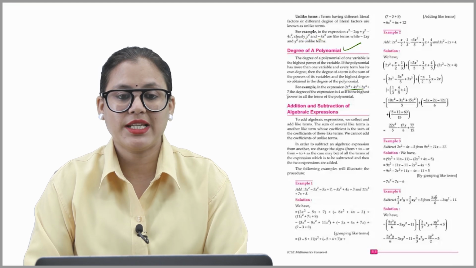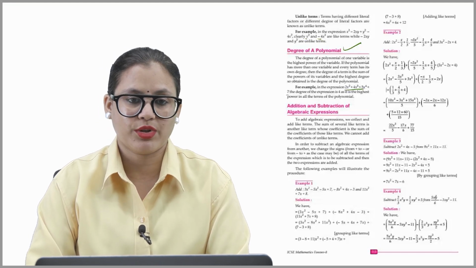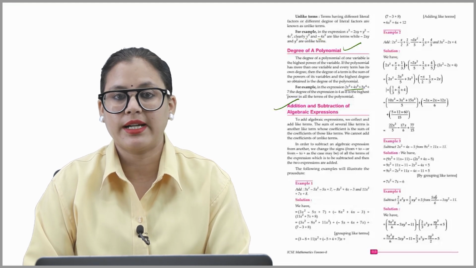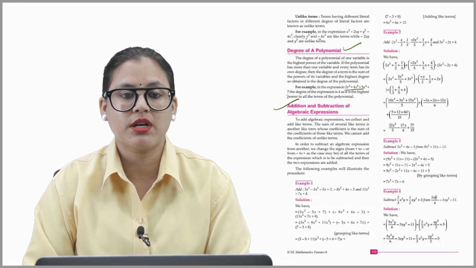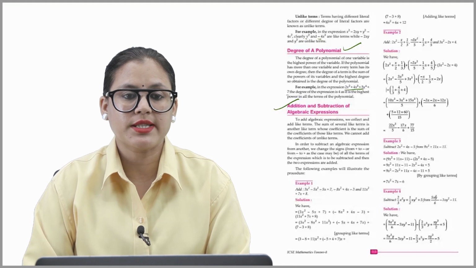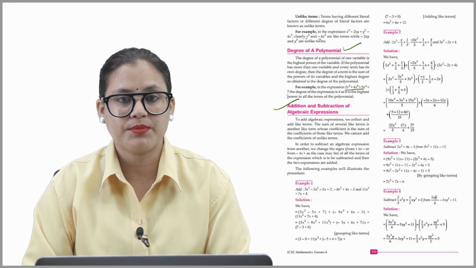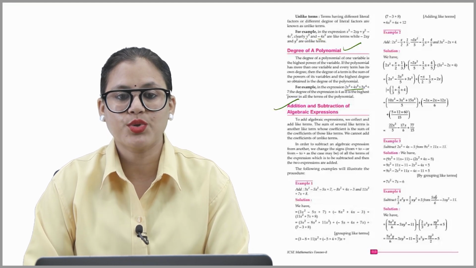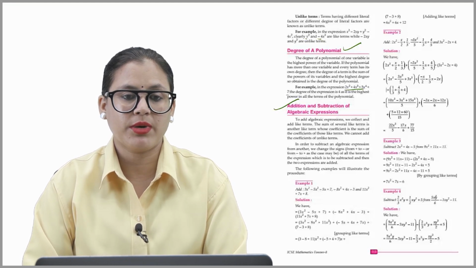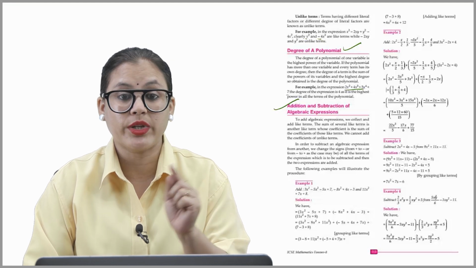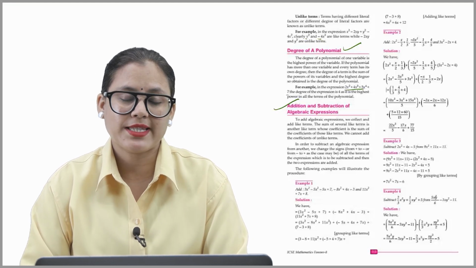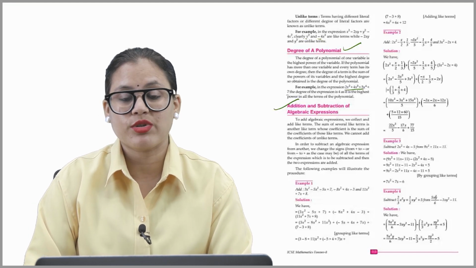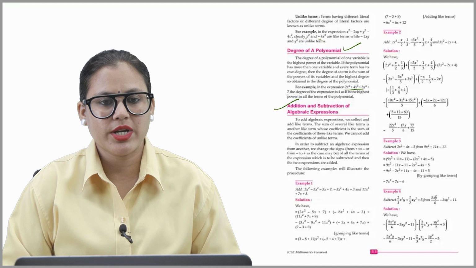Next, addition and subtraction of algebraic expressions. To add algebraic expressions, we collect and add like terms. The sum of several like terms is another like term whose coefficient is the sum of the coefficients of those like terms. We cannot add the coefficients of unlike terms. In order to subtract an algebraic expression from another, we change the sign from positive to negative or from negative to positive, as the case may be, of all the terms of the expression which is to be subtracted, and then the two expressions are added. The following examples will illustrate the procedure.